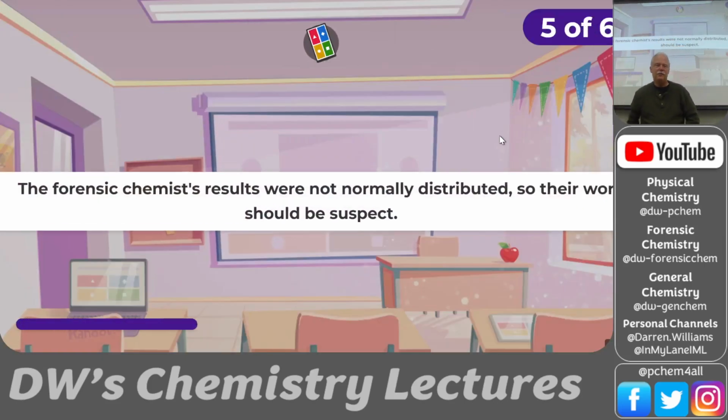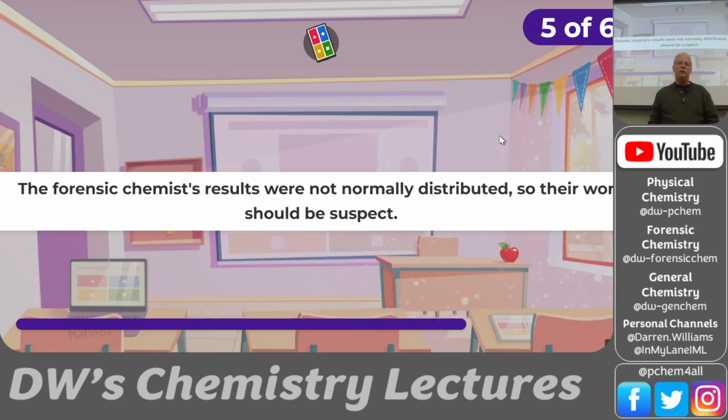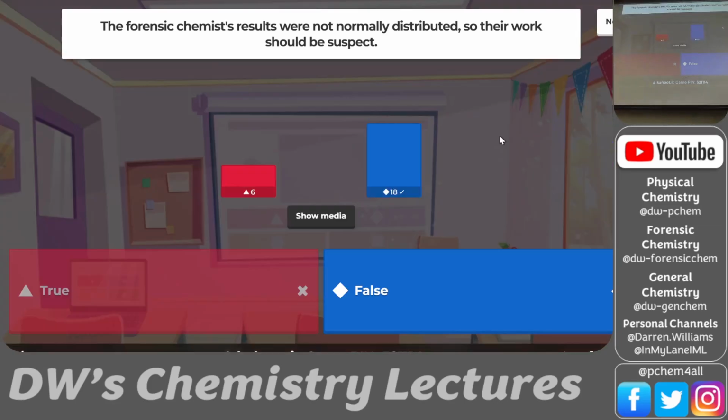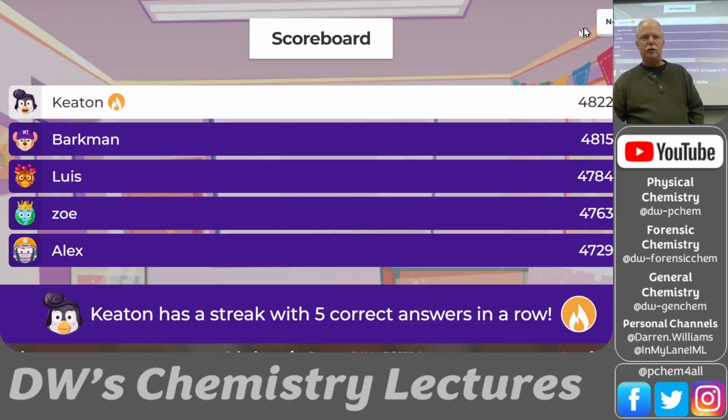Number 5, the forensic chemist results were not normally distributed, so their work should be suspect. I'm predicting this is going to be a coin flip with you guys. Not so much. Yeah, I would say false too. That's the way I put it correct. But, you know, we only have 10 data points. So, yeah, there's no decision or no action needs to be taken. So I wouldn't be too worried about it. Someone's on fire.